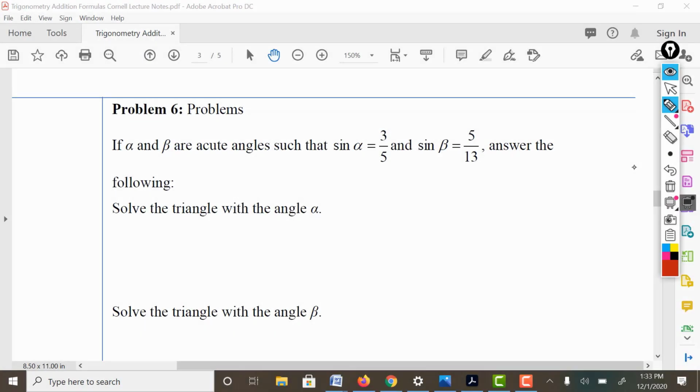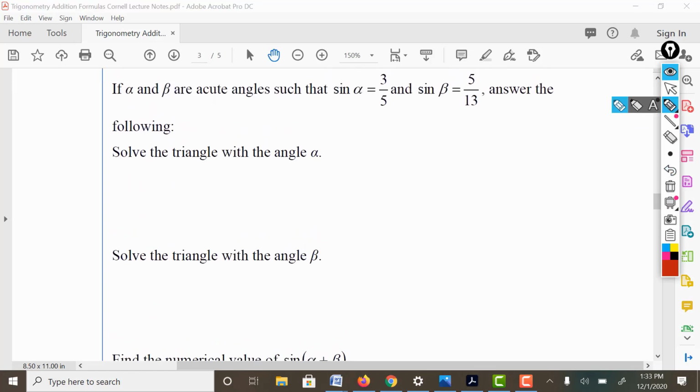Here we have two angles, angle alpha and angle beta, and they've given us two trigonometric ratios for those, a sine for alpha and a sine of beta. And we're going to do the following. So this is the process we're going to do. We're going to first set up a triangle with alpha.